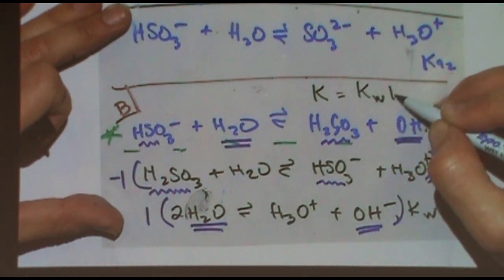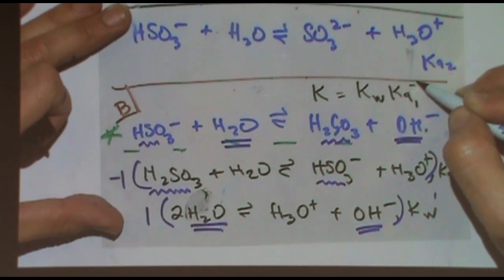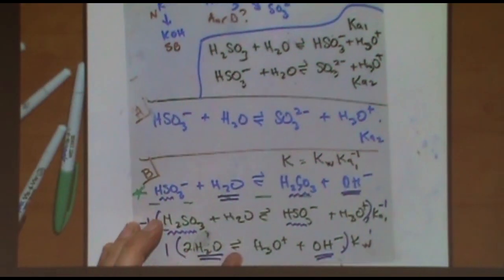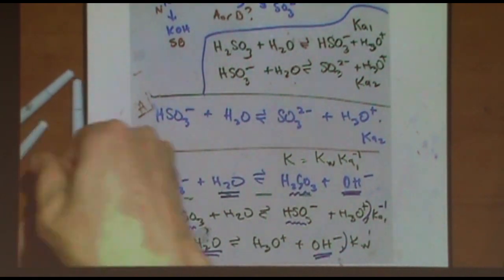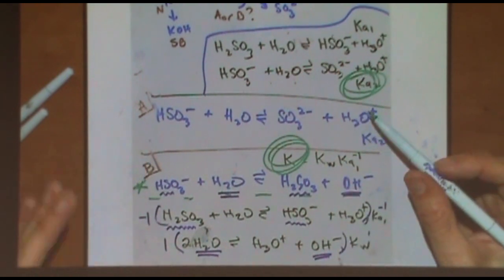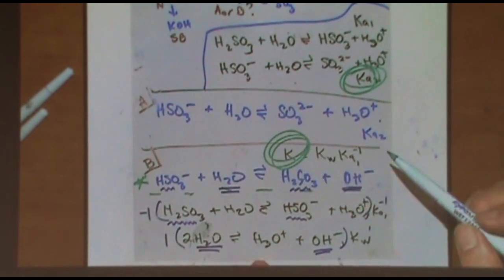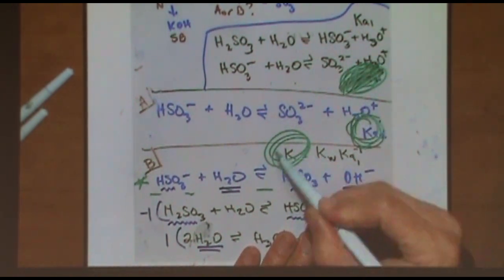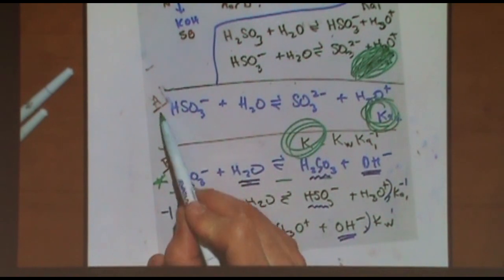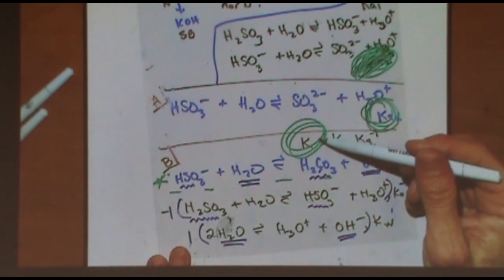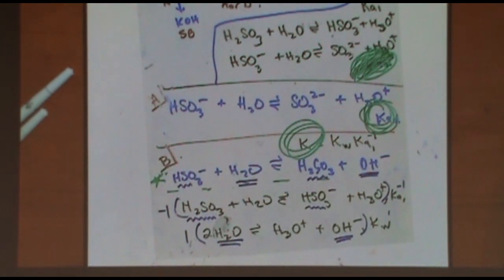They multiply, so it'd be Kw times Ka1 to the -1. Now, I don't have the numbers because I just made this up, but you would have to compare this numerical value of K and that numerical value of K, whichever one is larger would tell you if it is an acid or a base. So if the top one is larger, it would be an acid. If the bottom one is larger, it would be a base.